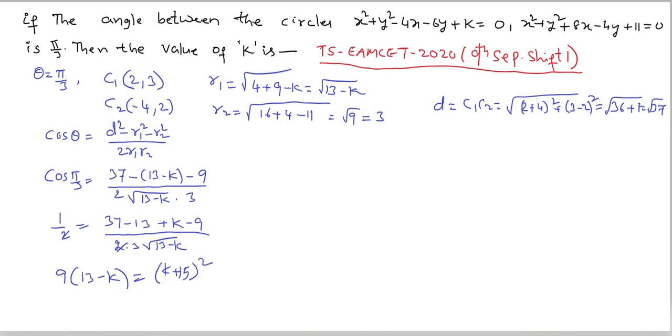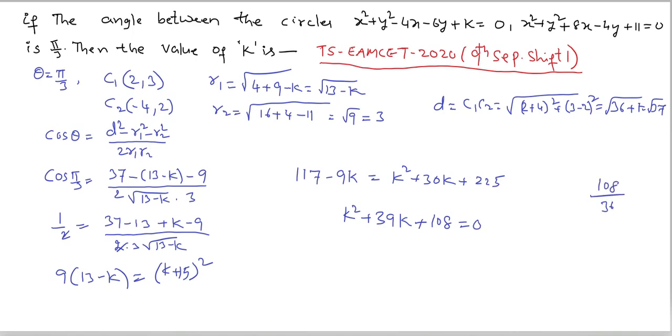So 9 into 13, that is 117, minus 9k is equal to k plus 15 whole square, k square plus 30k plus 225, that is k square plus 39k plus 225 minus 117, that is 108, is equal to 0. So factors of 108 is 36 into 3, that is this is k plus 3 into k plus 36 is equal to 0. The possible values of k are minus 3 comma minus 36.